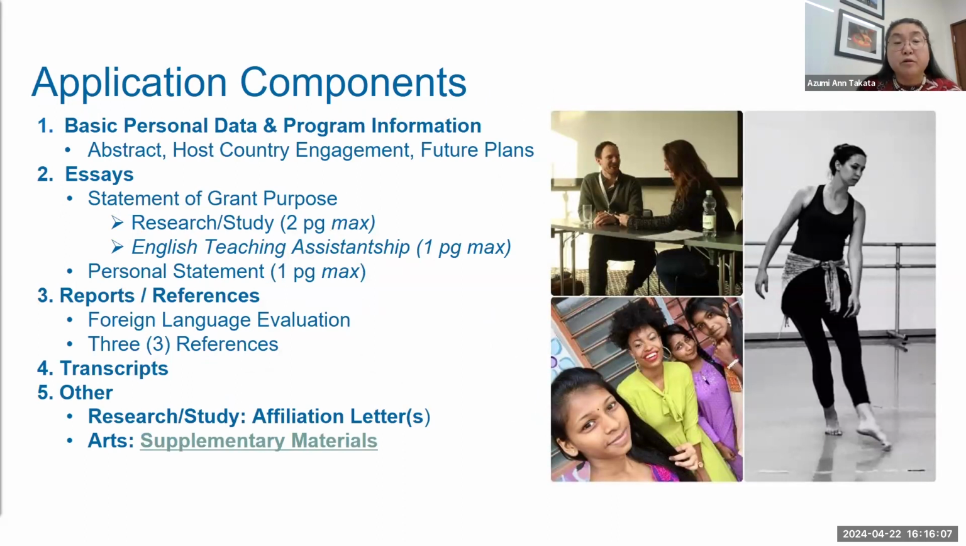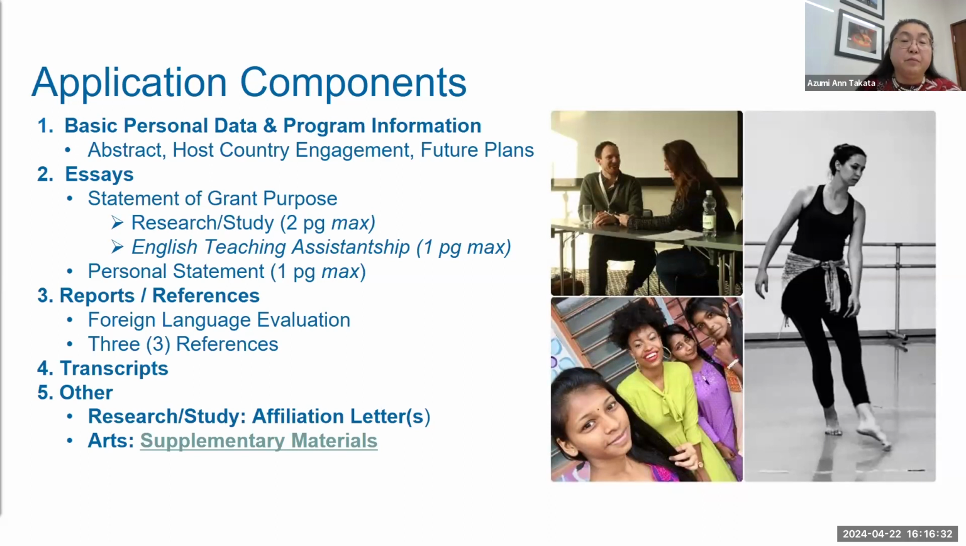Two essays. One's called a statement of grant purpose. The other one's called a personal statement. Depending on which type of Fulbright you're applying to, study and research, 2 pages. ETA applications, 1 page max. The statement of grant purpose is basically the essay in which you will explain what you're going to do during your Fulbright grant period.